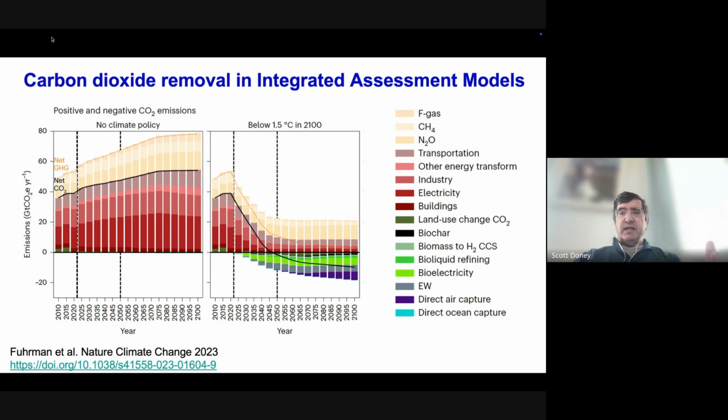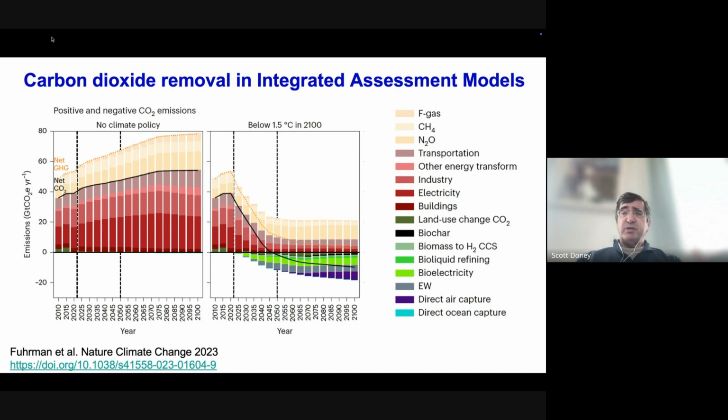So in green is various different biological approaches to carbon dioxide removal. For example, bioelectricity, where you grow crops, use it for electricity production, and then capture the CO2 from that and pump it underground. So there's a net CO2 storage as part of the electricity generation. EW is enhanced rock weathering, and then the dark purple is direct air capture. And these are balanced out both globally and regionally based on resource demands and costs.